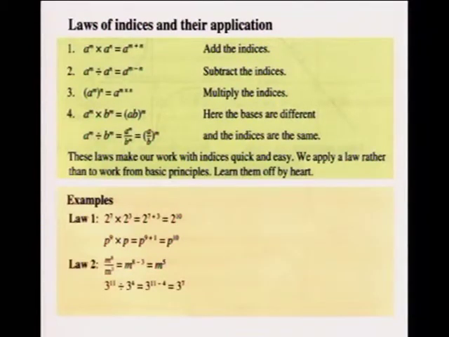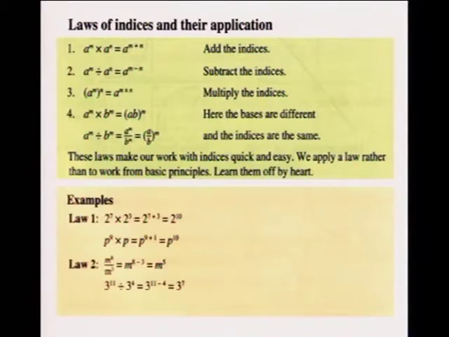Then we have the laws of indices and their applications. Number 1, if we have a to the power m times a to the power n, then we add the indices, so m plus n. Number 2, if you have a to the power m divided by a to the power n, then we subtract the indices. So it's a to the power m minus n. Multiplication, then we say m times n.